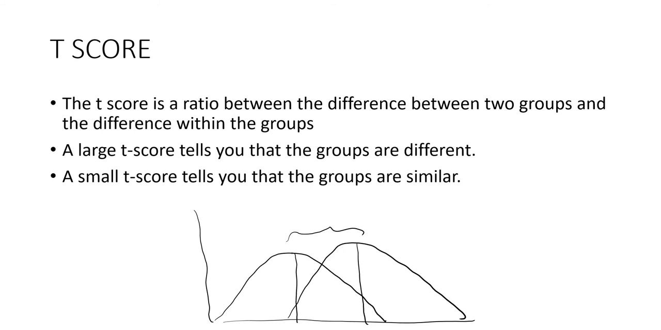The t-score is a ratio between the difference between two groups and the difference within the group. A large t-score means a large difference between the means. This is the first normal distribution, and this is the second group. The mean of the first group is this, and the mean of the second group is this. The difference is this: the difference between the two groups. The difference within the group we will find out by the variance. I will give you the math for that. A large t-score tells you that the groups are different. A small t-score tells you that the groups are similar.